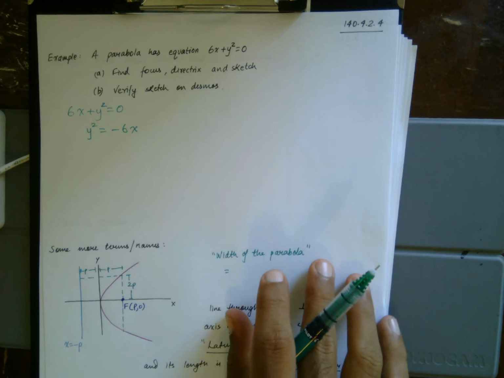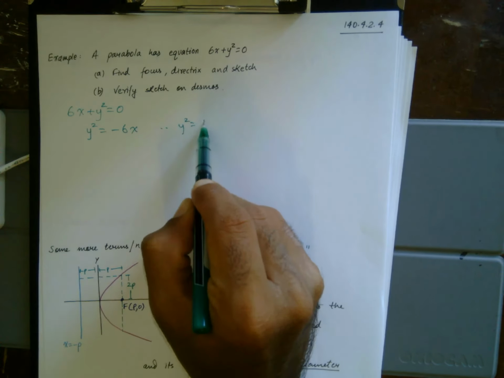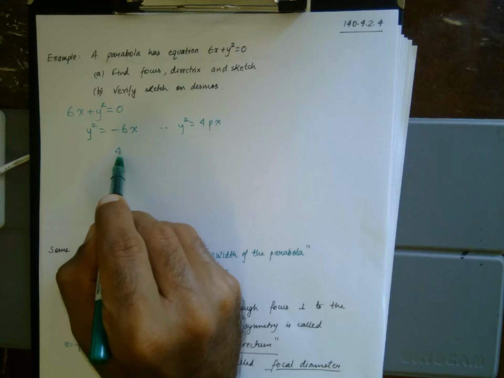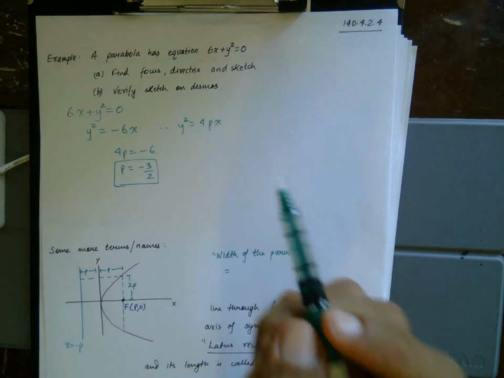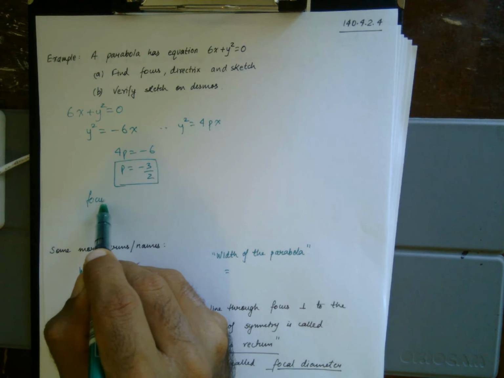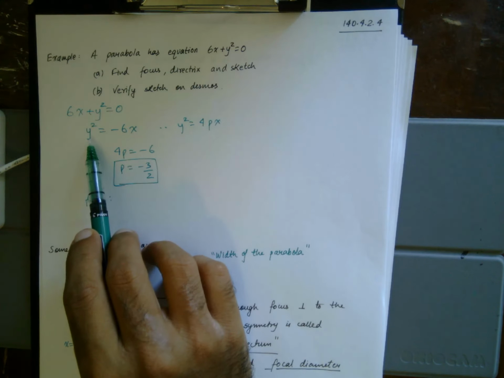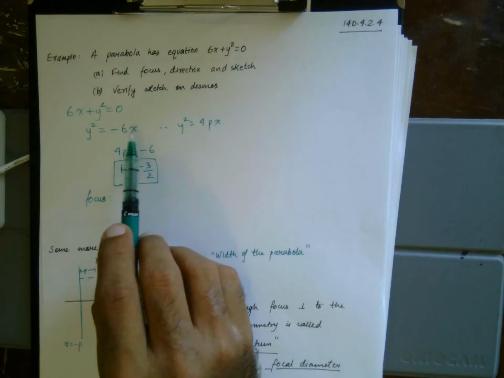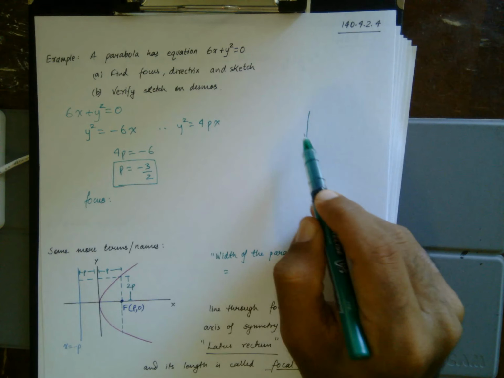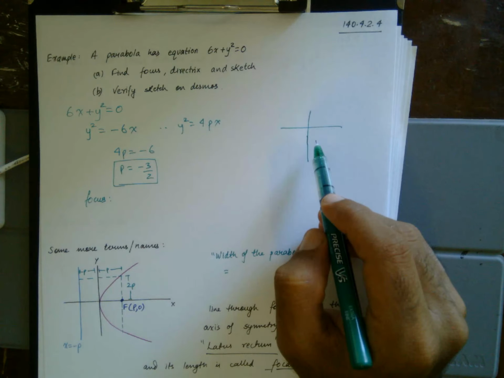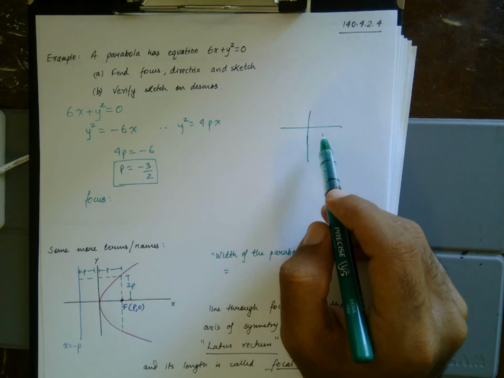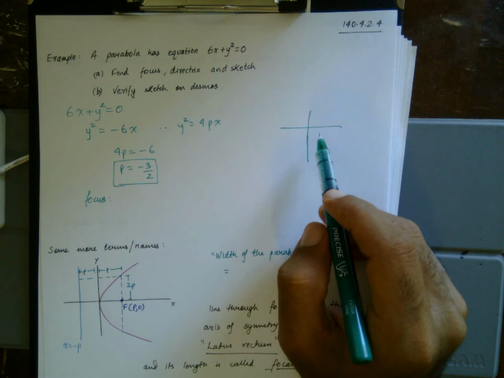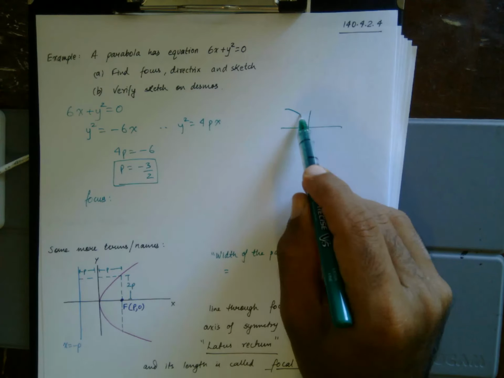Now I want to compare it to y squared equals 4px. So 4p is negative 6, so p is negative 3 halves. Which gives me the focus. Now before I go to the focus, where is the focus? X-axis or y-axis? Now this is of the form y squared equals negative x, which means it is opening upward or downward? So think about it for a minute. Y squared becomes sideways, so this is going to be opening on the left.